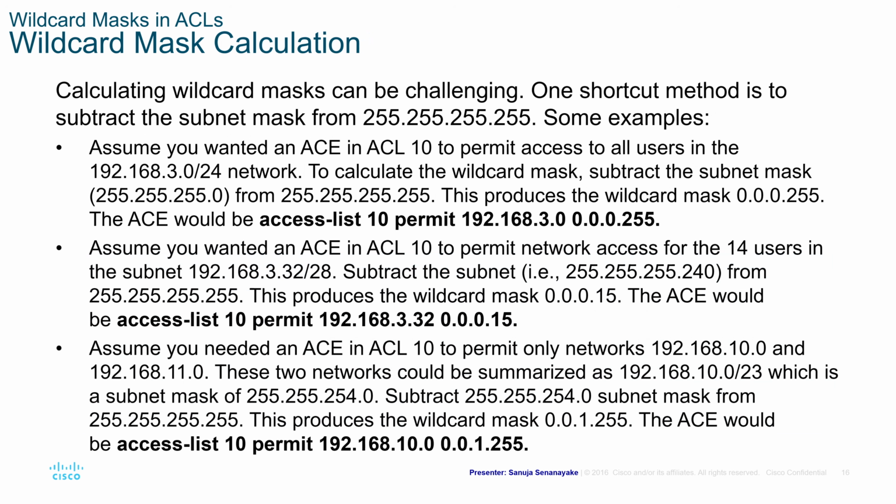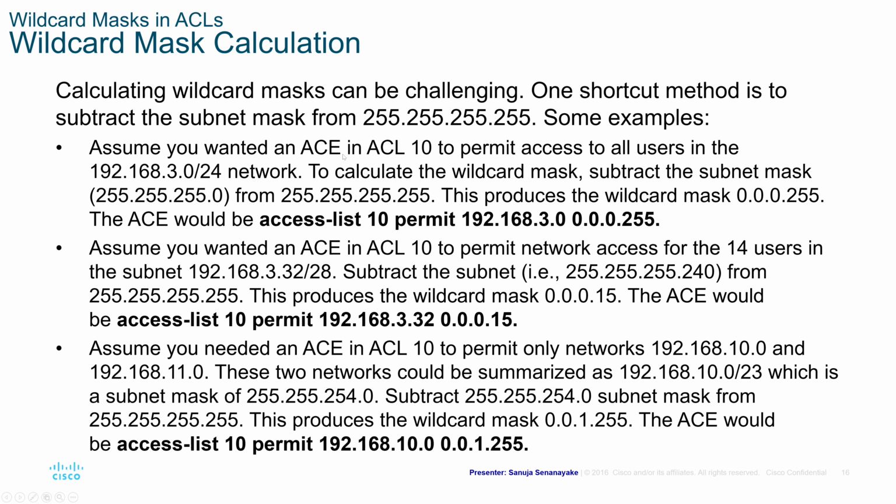Wildcard mask calculation. Calculating a wildcard mask can be challenging. So one short method is to subtract the subnet mask from 255.255.255.255. You can use the subnet mask of the network or the IP address, and then subtract that from 255.255.255.255, because that's one method of doing it. So here are some examples of that.